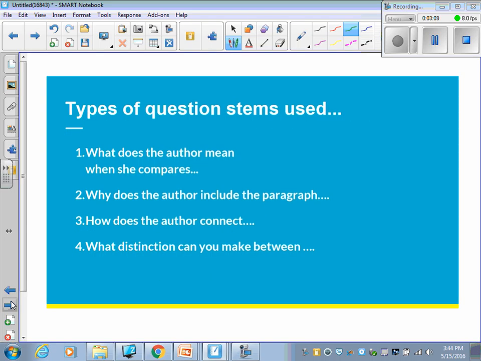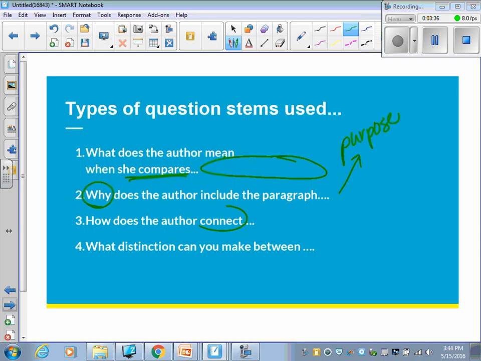So, types of question stems that you may see on an EOG. What does the author mean when she compares? And then, of course, there would be more here. But again, we are looking for the purpose. What does the author mean? Why does the author include the paragraph? Again, another purpose question. Why are they including these things? Why are you asking to be compared?